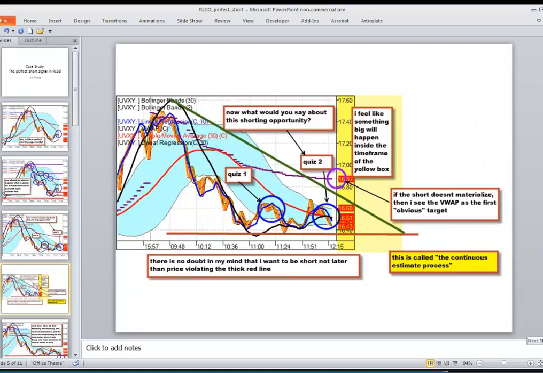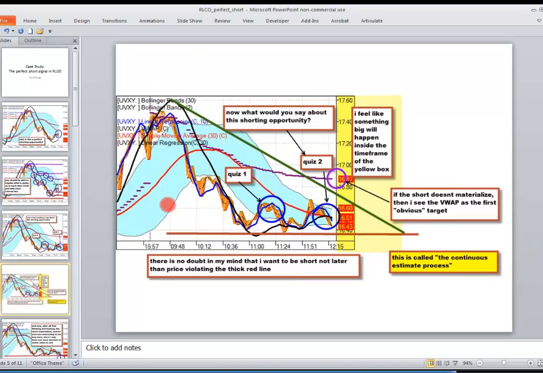Next chart. Now I'm going to push this over to the right, and I'm going to engage in something I call the continuous estimate process, continually framing. What I've done is zoom this out just a little bit, and now we're inside this second circle right here. Like I said, there's no doubt in my mind I want to be short, not later than price violating the thick red line, which was the low of the day. So if it gets below 1640, I definitely want to be short. It's not even thinking twice.